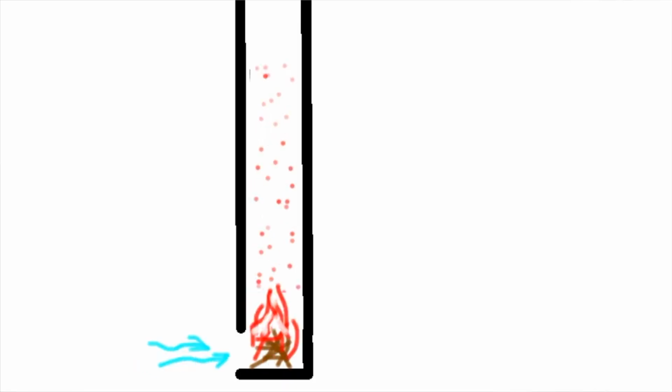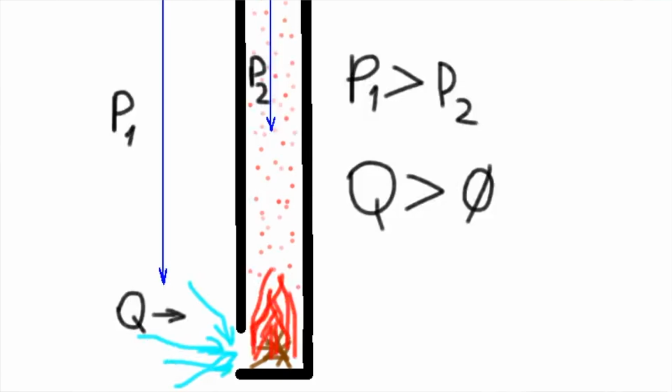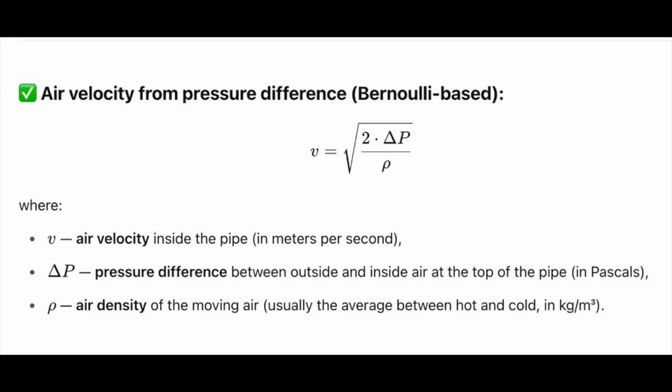But when we start heating the air inside the pipe, the air density inside begins to decrease, and so does the pressure. This pressure difference between inside and outside causes the air to flow through the pipe. Q is the air flow here.